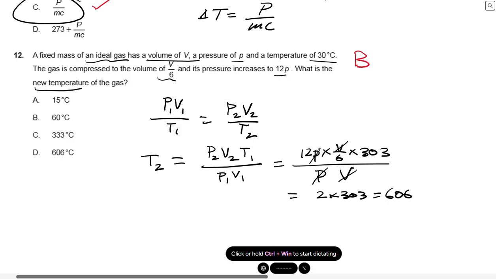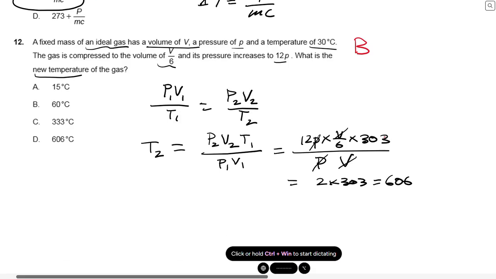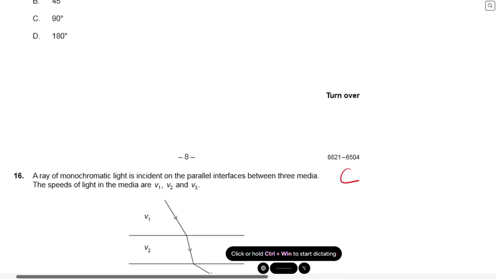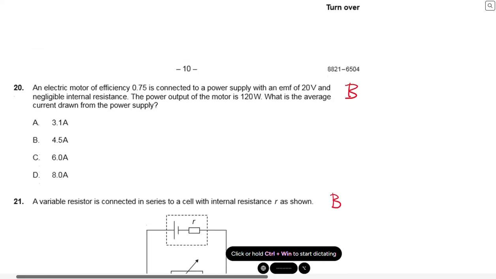Oh, they put it in Celsius. Okay, so never mind. We did not need to convert this. Actually, we did. 303, and this is in Kelvin. Now, minus 273, so then our answer would be C, degrees Celsius. Watch out for those. Okay. Any other? We have B again.